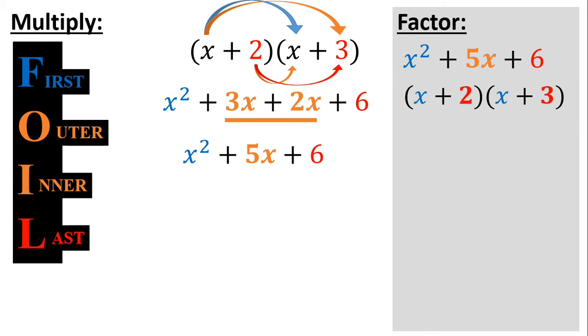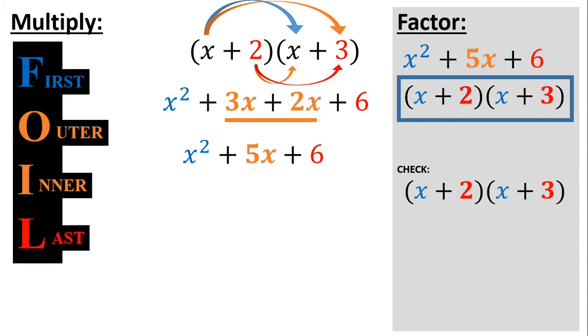And we can check our result by FOILing. When we FOIL this, we want to get what we started with up here. We want to get x squared plus 5x plus 6. If we FOIL this, or if we multiply these two binomials and we get x squared plus 5x plus 6, we did this process correctly.